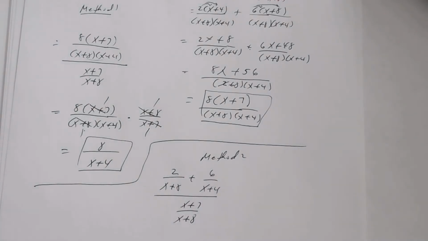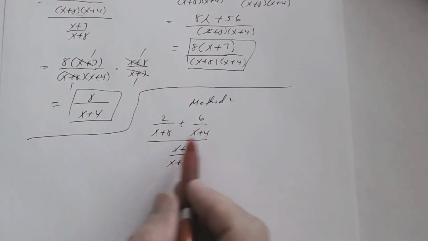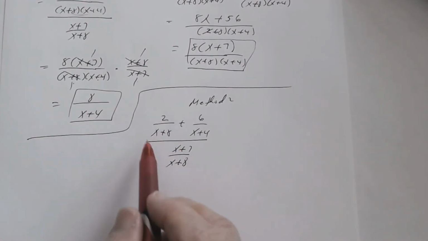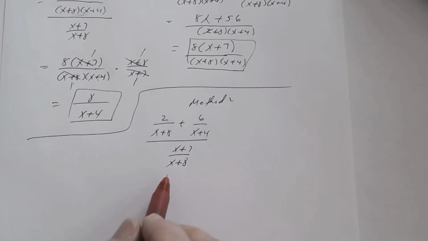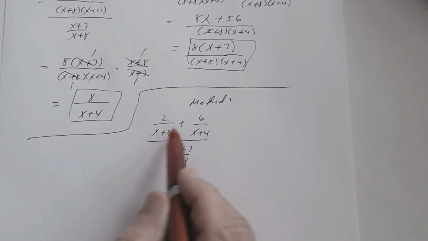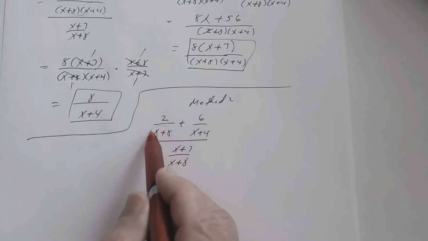All right. Now, when doing method 2, first thing you got to make sure is that all your denominators are factored, and there's nothing else I can do with x plus 8, x plus 4, x plus 8. All right. So then the next step, remember, is to find the least common denominator of all of these.